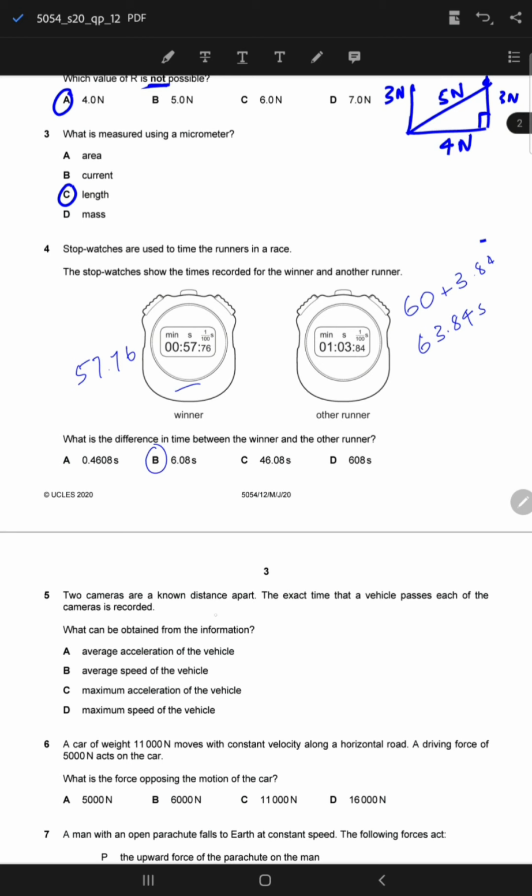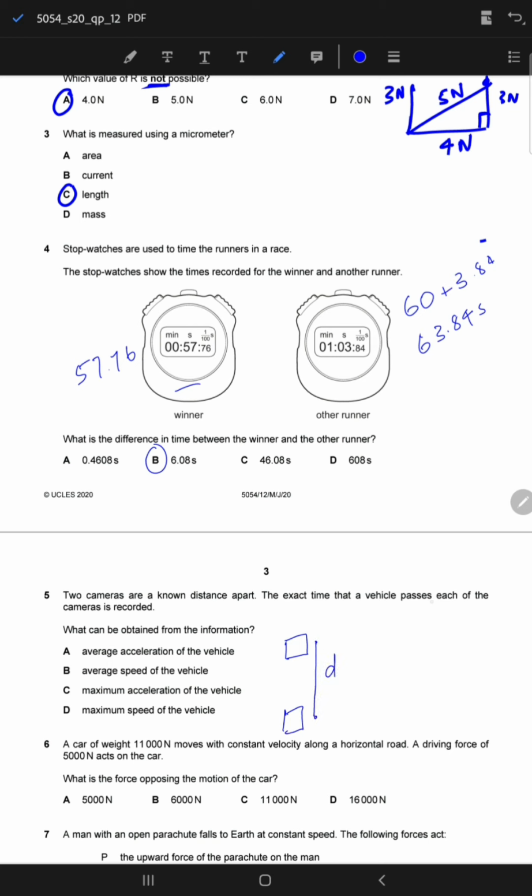Two cameras are a known distance apart. The exact time that a vehicle passes each of the cameras is recorded. What can be obtained from the information? Whenever you have such sort of questions, it's appropriate that you make some sort of diagram for your own convenience. So you have camera 1 and you have another camera. They are a distance d apart, let's say.